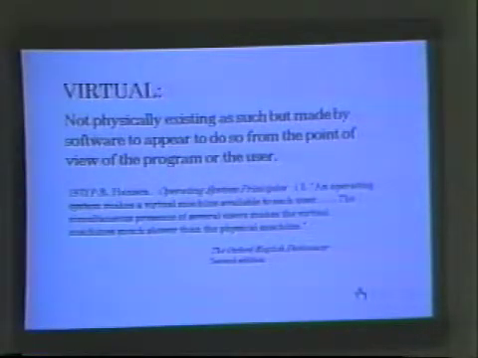The term virtual reality is known as an interface, but it's also known as a kind of fantasy world. It's called cyberspace by some science fiction authors, but the key idea is contained within the word virtual. The definition of virtual, according to the Oxford English Dictionary, is not physically existing as such, but made by software to appear to do so, from the point of view of the program or the user. In other words, it's an illusion, but it's an illusion that functions as real.